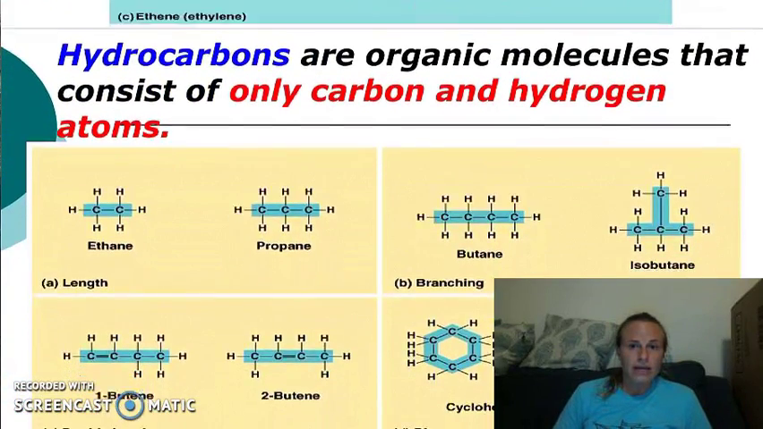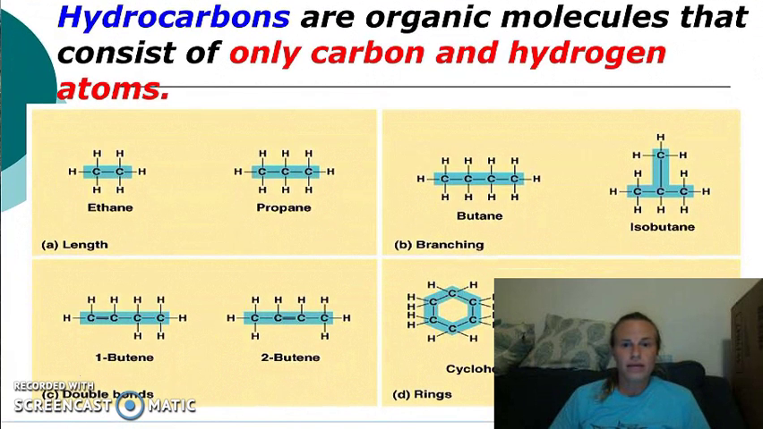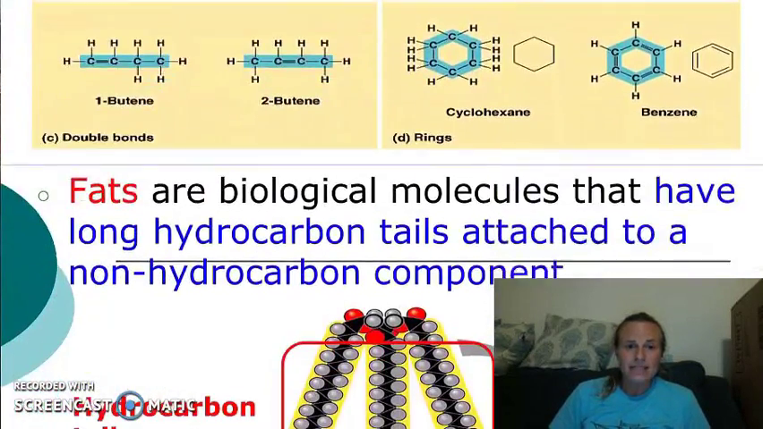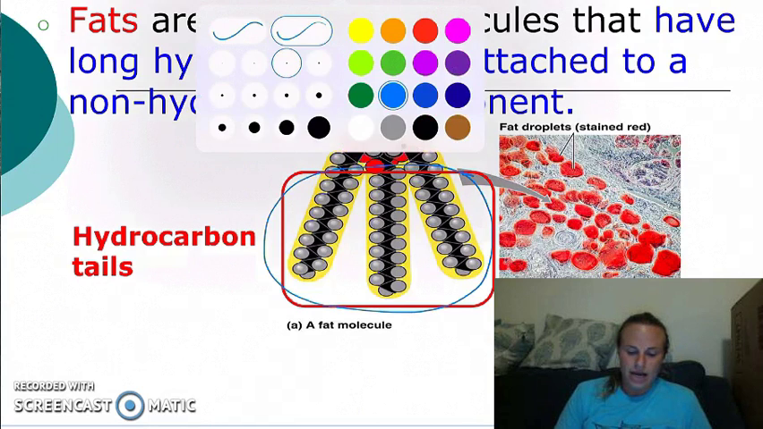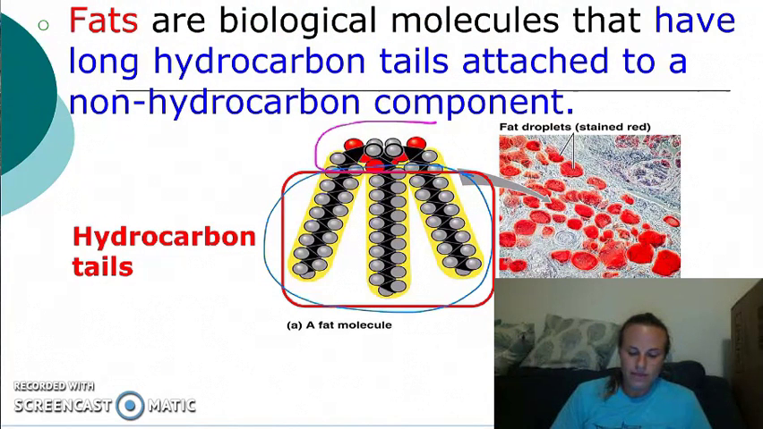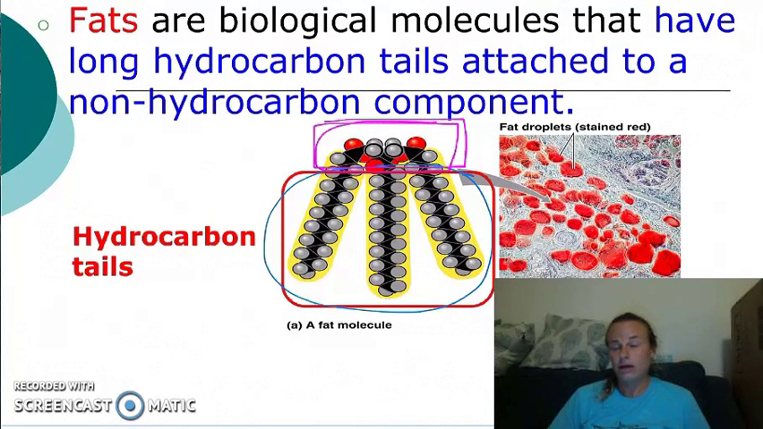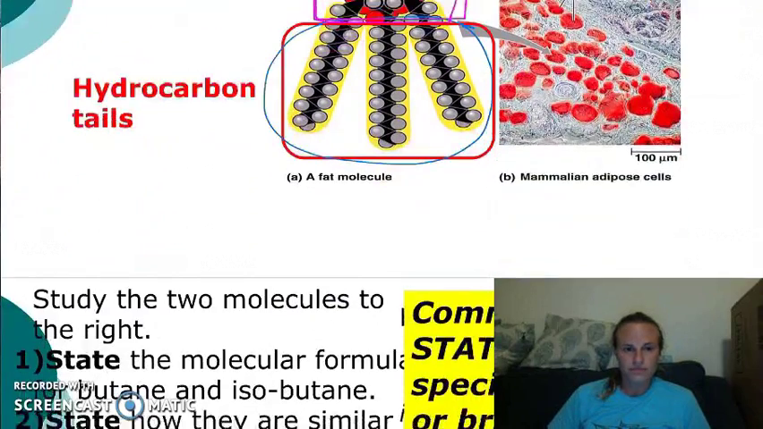Hydrocarbons are organic molecules that consist of only carbon and hydrogen. Butane and isobutane are classic examples. Fats are biological molecules that have long hydrocarbon tails. So here's the hydrocarbon tail, and it's going to be attached to a non-hydrocarbon component. Because it's attached to a non-hydrocarbon component, it's going to give fats their characteristic properties, which we will get into when we talk about fats.